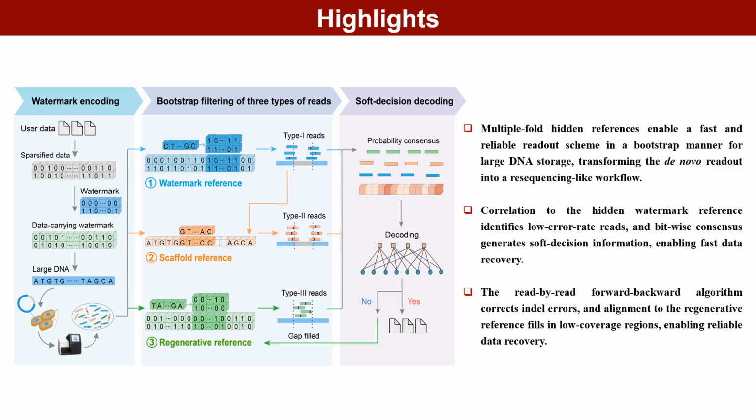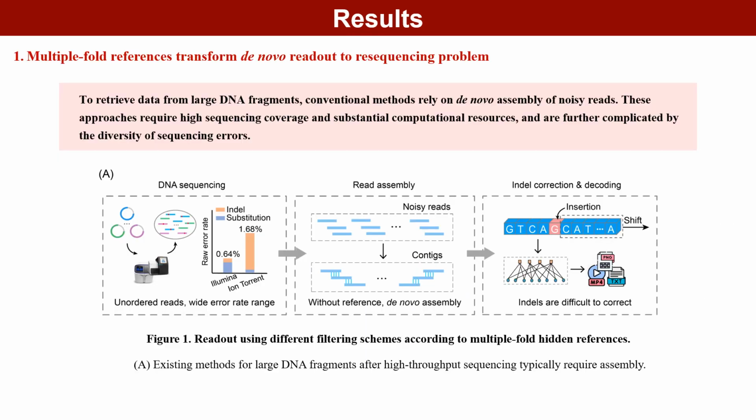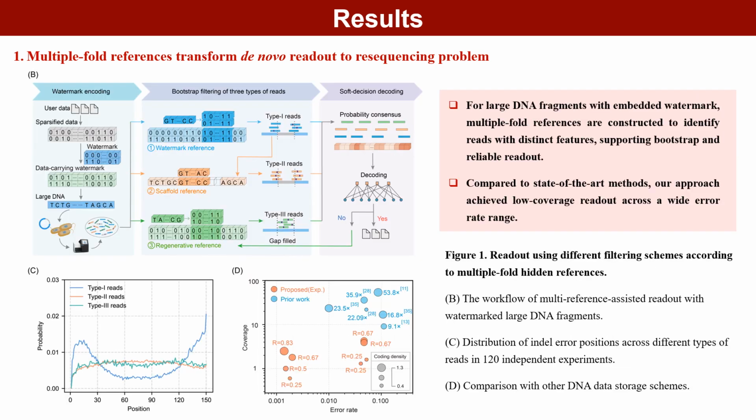reliable data recovery. To retrieve data from large DNA fragments, conventional methods rely on de novo assembly of noisy reads. These approaches require high sequencing coverage and substantial computational resources, and are further complicated by the diversity of sequencing errors. In this work, we achieved fast bootstrap readout using different filtering schemes based on multiple-fold hidden references.